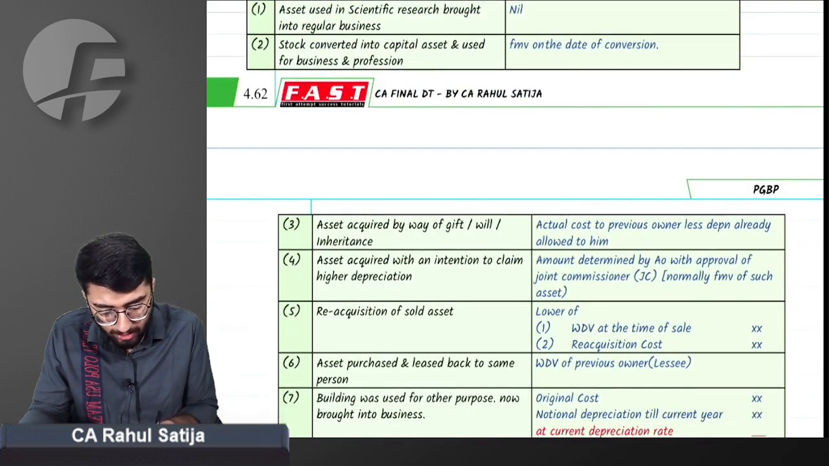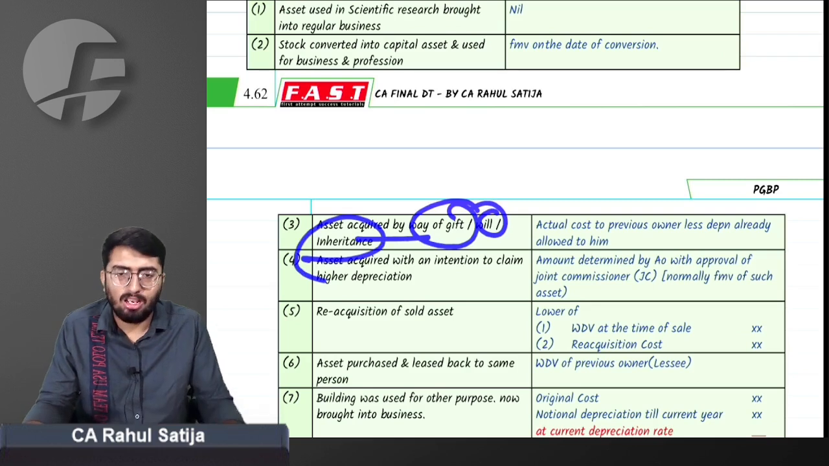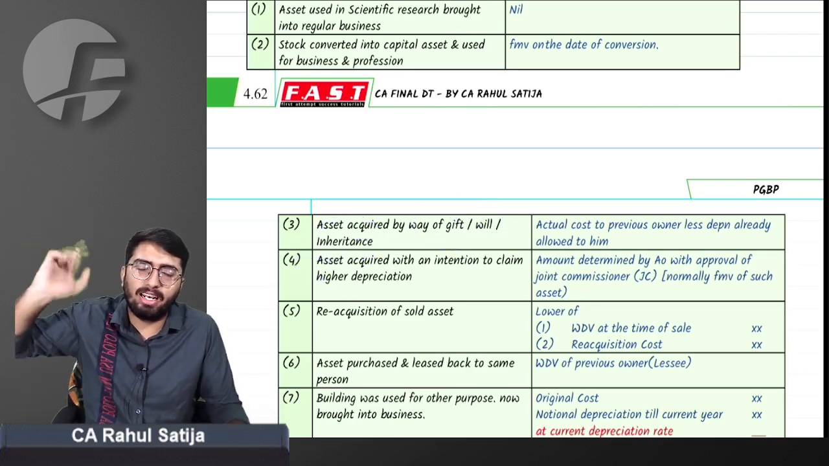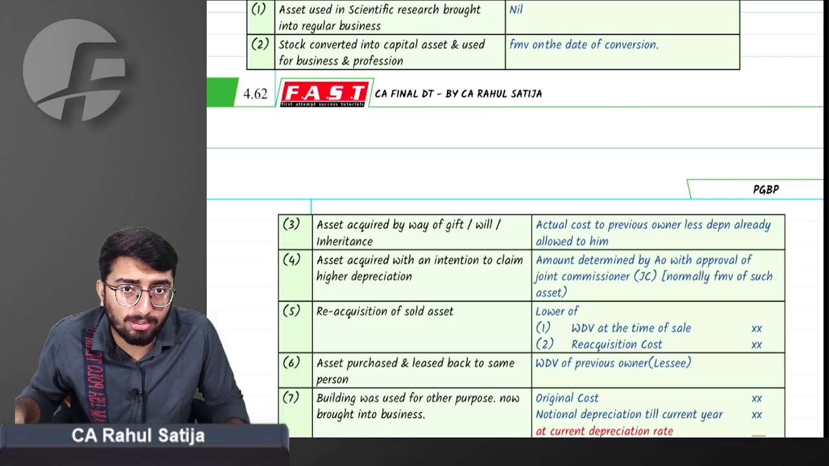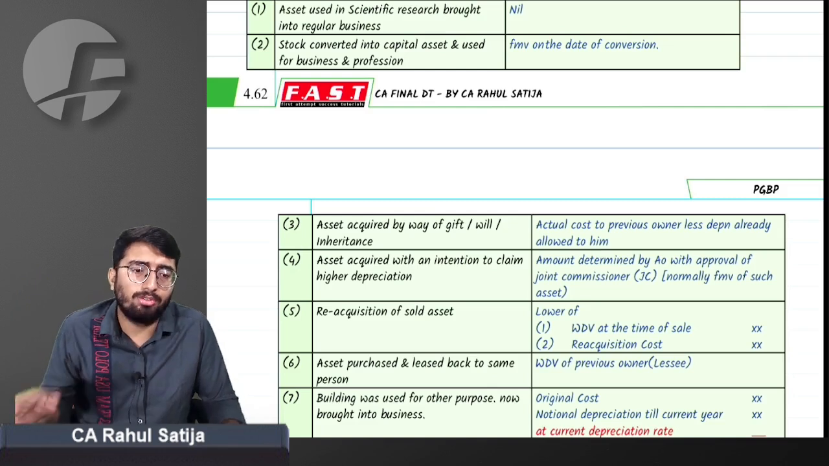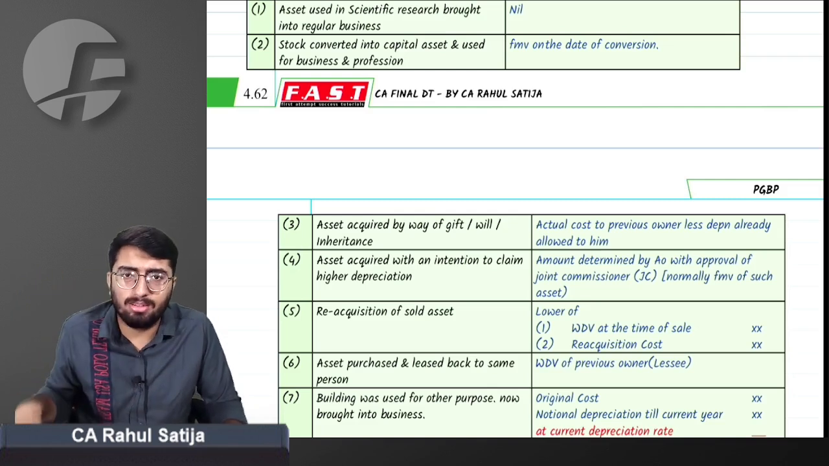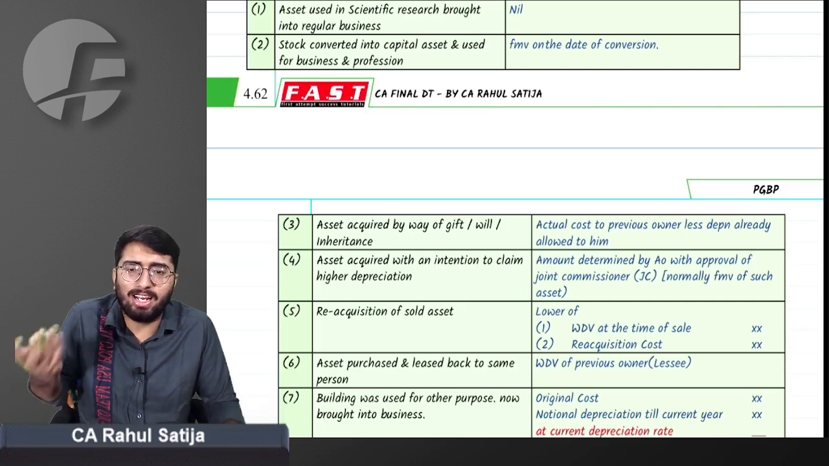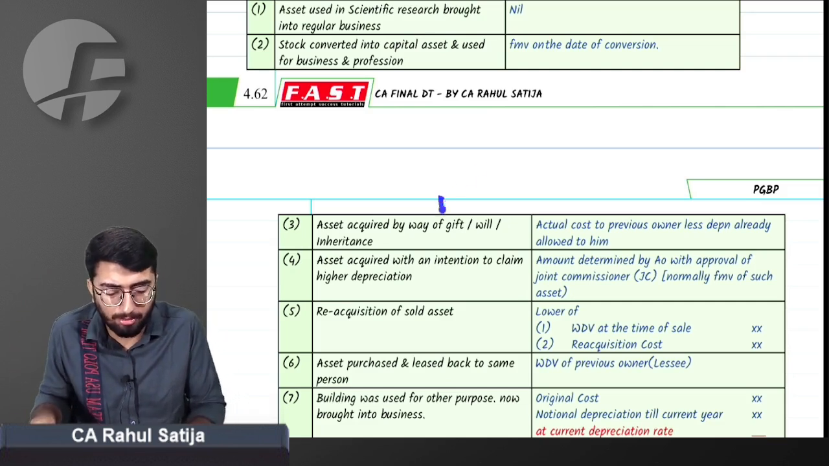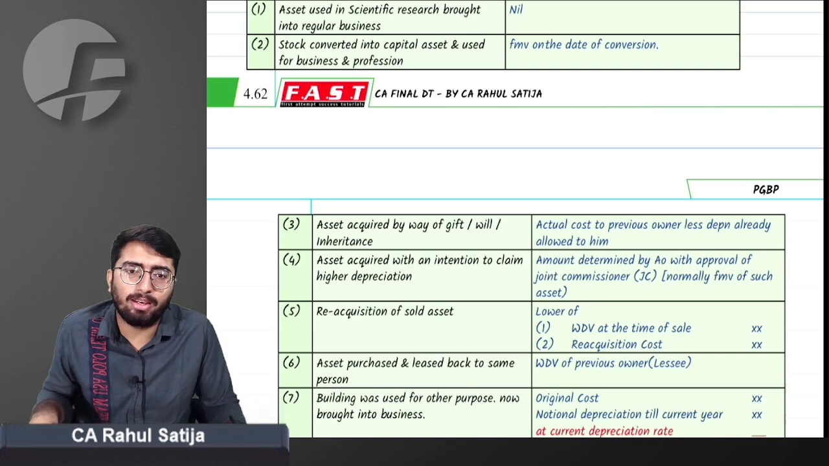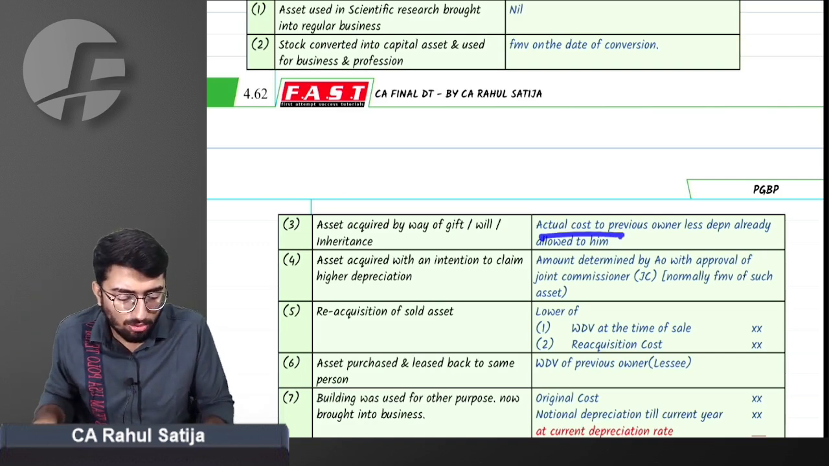Sir, what if an asset is acquired by way of gift, will, or inheritance? For example, my father gifted me a building and I used that building for doing my business. So what will be my cost of acquisition? I received that building by way of gift. What will be my cost of acquisition?